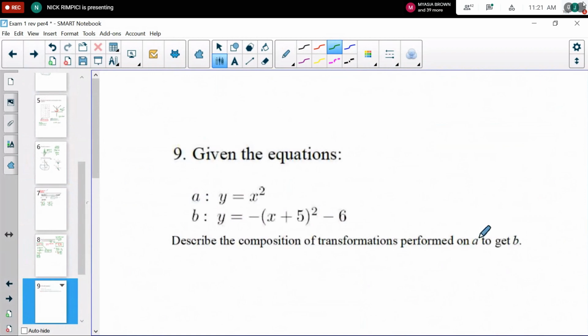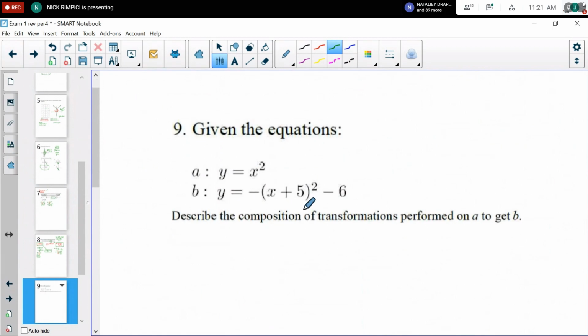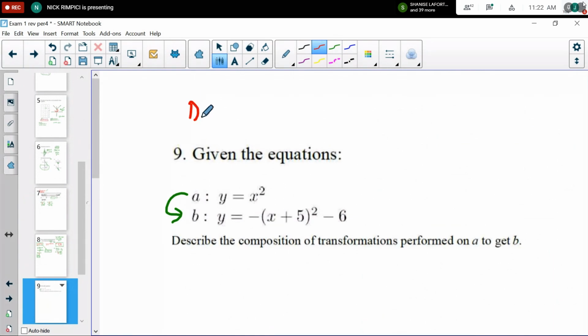This is another example of where we're going to use it. Given the equations y equals x squared and y equals negative (x plus 5) squared minus 6, describe the composition of transformations performed on A to get to B. In other words, how are we getting from A to B? Now, there are two ways of doing this. One is if you just know all the rules, like if you know the reflection laws and the translation laws, then you can just look at it and figure out what's going on. But many people might not, and that's fine if you don't remember them. It's actually okay, because we can use Desmos.